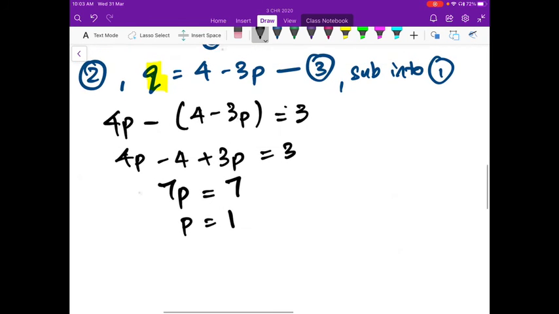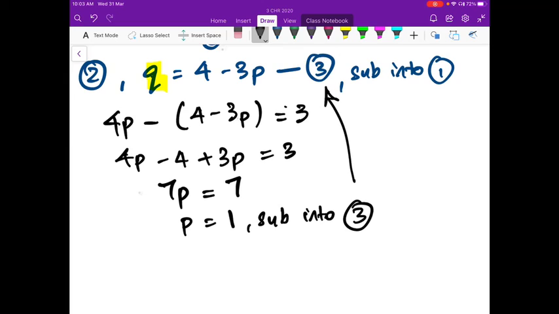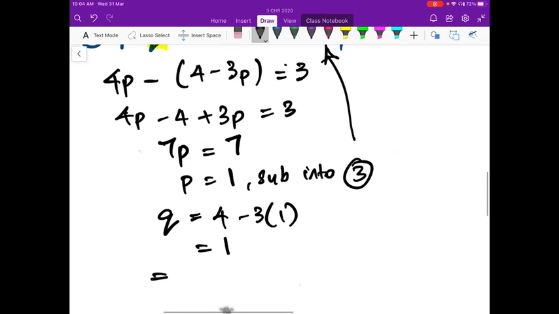Once you have this, you sub into 3. Over here. That is why I asked you to call it equation 3. There is less writing for you to do. This is the bare minimum already. Okay, sub into 3. Then we have Q equals to, that was our subject, 4 minus 3 times P, which is 1. And we get 1. So summary, P equals to 1, Q equals to 1.